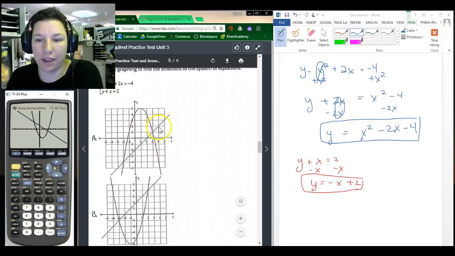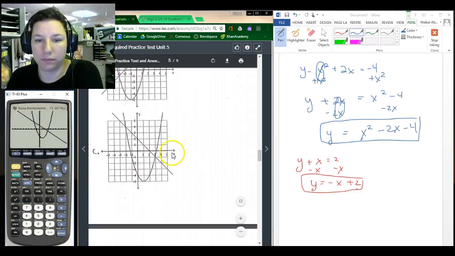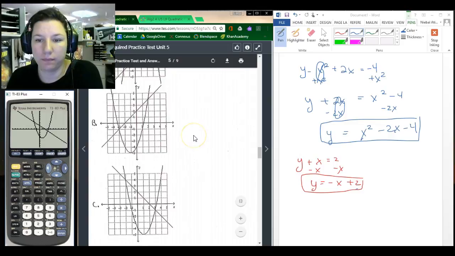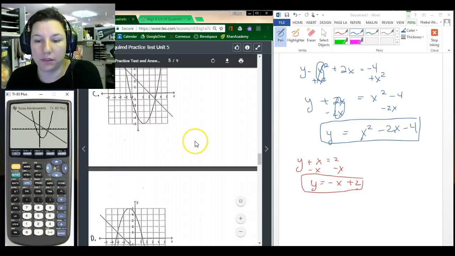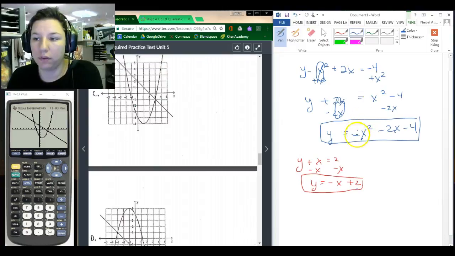So we're going to rule out A. Our line's going in the wrong direction. Same with B. So you're just comparing C and D. The lines look correct, and then C is the one we're going to go with because our parabola should open up, right? It's a positive.